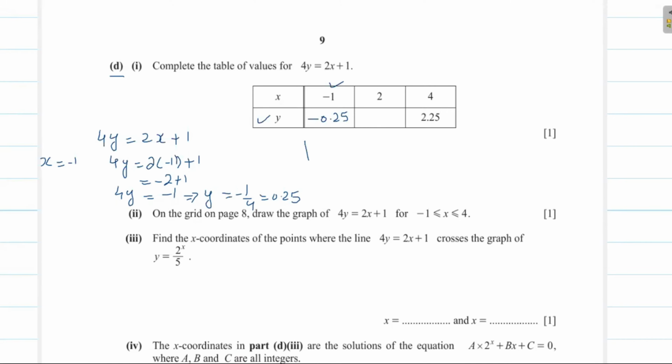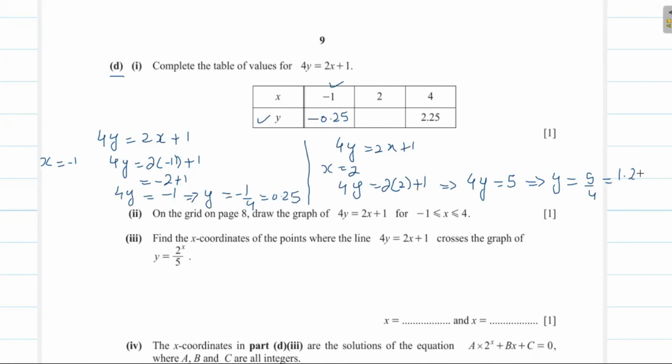And next is the value 4y equal to 2x plus 1. Then x equal to 2. Therefore, 4y will be equal to 2 into 2 plus 1. That will be 4y equal to 5. And therefore, y will be equal to 5 over 4. And this is equal to 1.25. And these are the values of x and y.